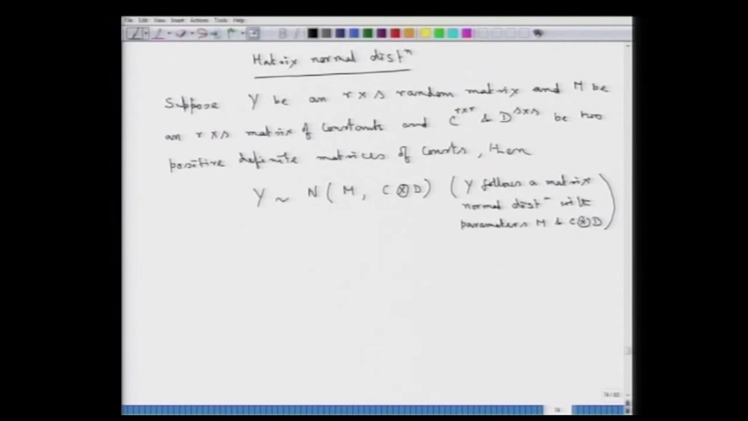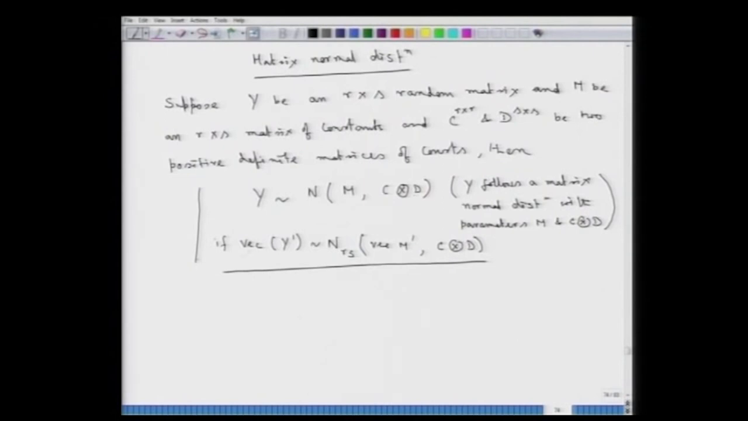Once we give the definition of this matrix normal distribution, then Y will follow a matrix normal distribution if vec of Y prime follows a multivariate normal of dimension R times S with a mean vector as vec of M prime and a covariance matrix which is C Kronecker product D. So, this is what gives us the definition of a matrix normal distribution. Y is said to have a matrix normal distribution with a matrix M as one set of parameters and C Kronecker product D as the other set of parameters.